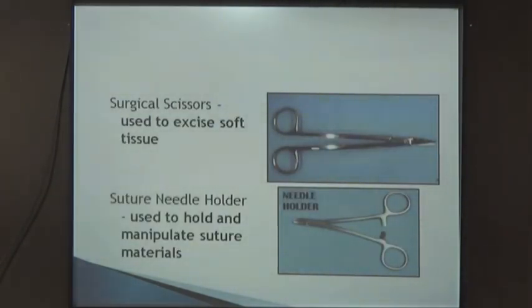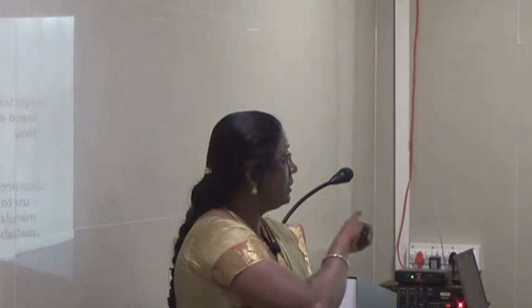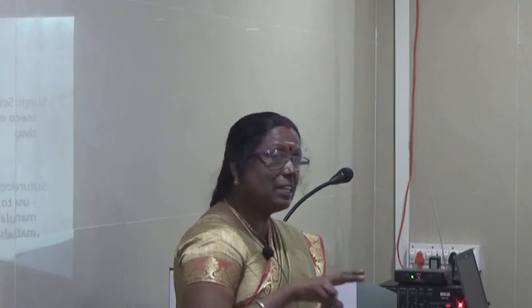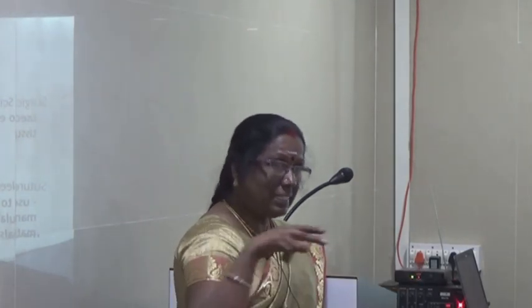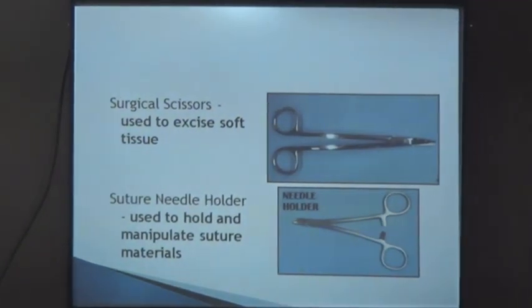Surgical scissors are used to excise soft tissue. We will use these surgical scissors when we are doing a flap surgery to remove the hanging tissues, because that tissue will impair healing. So to stop the impaired healing because of the hanging tissue, they will use these surgical scissors so that they can trim the inner side of the flap and thin the outer side of the flap. Okay, and suture needle holder, it is used to hold and manipulate the suture material.